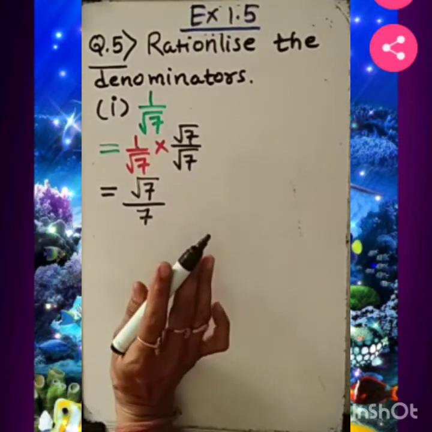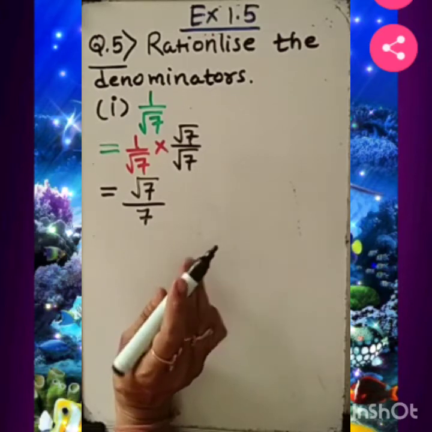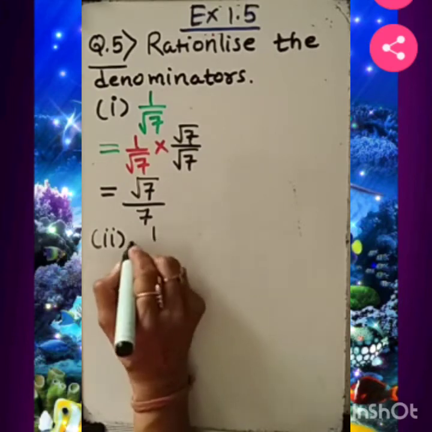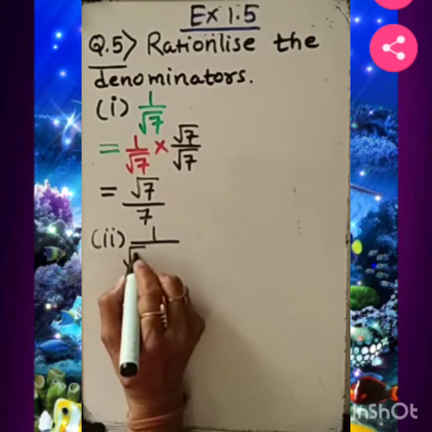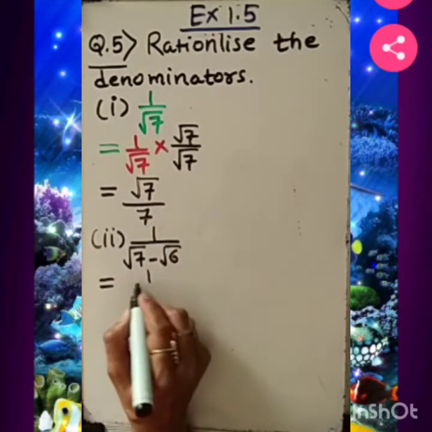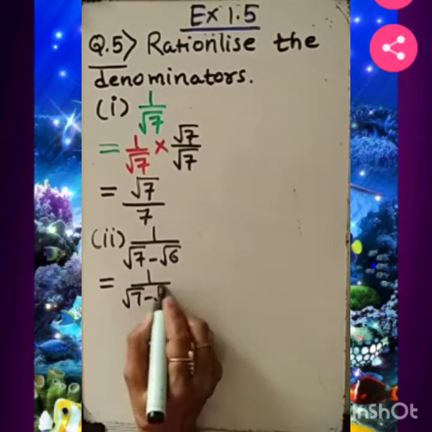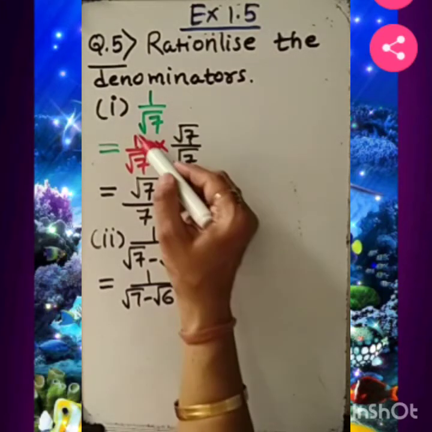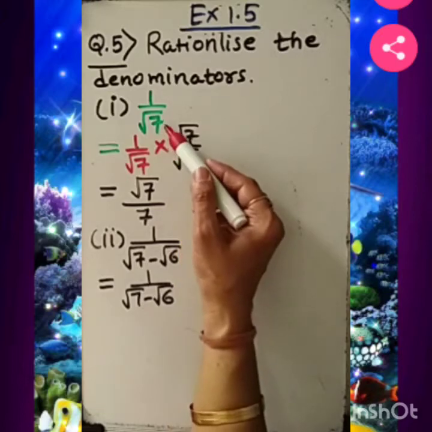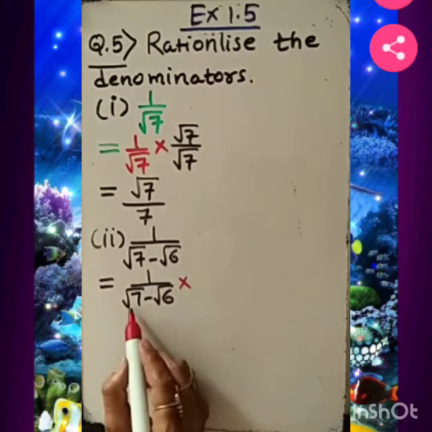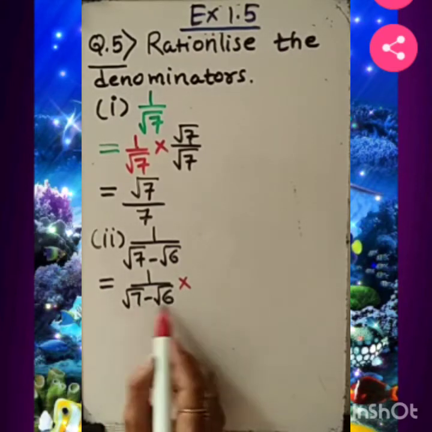Clear to you? Now we'll work out the second one. Now what are we given in the second? Let's go with that. It is given that 1 upon under root 7 minus under root 6. This is the question. Let me repeat the question here: 1 upon under root 7 minus under root 6. So far, in the previous question only a single irrational number was given in the denominator. But here, if you observe, we are given the difference of two irrational numbers.